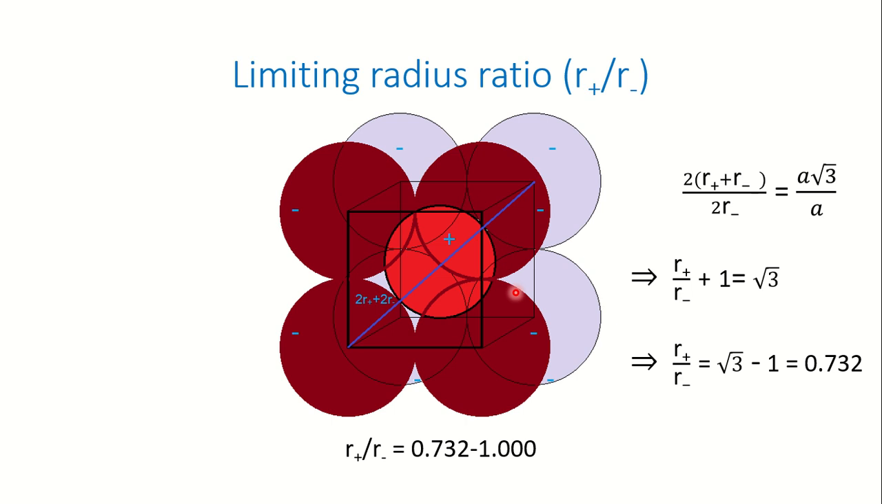Therefore the ratio of the body diagonal and edge is A root 3 by A. In place of A root 3 we put 2 into R plus plus R minus, and in place of A we put 2R minus. The 2 cancels, A cancels each other. Here we get R plus by R minus plus 1, and on the right hand side we get root 3. Now take this plus 1 to the right hand side, it becomes minus 1. We know the value of root 3 is 1.732. So 1.732 minus 1 equals 0.732. So this is the minimum value of the R plus by R minus ratio, and the maximum value should be 1.0.